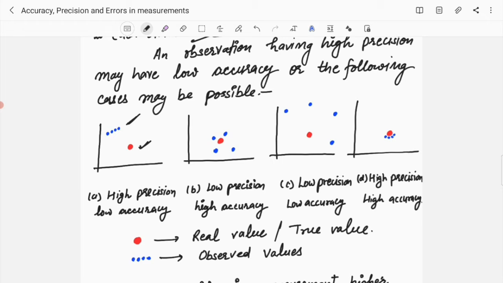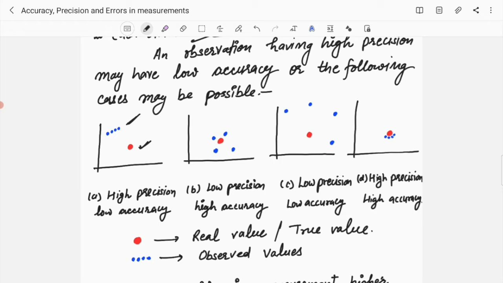But in the second case, if we will see, then we can see that the observed values are close to the true value, but they are not very close to each other. So in this case, what we can say is that these observations are showing low precision with high accuracy.